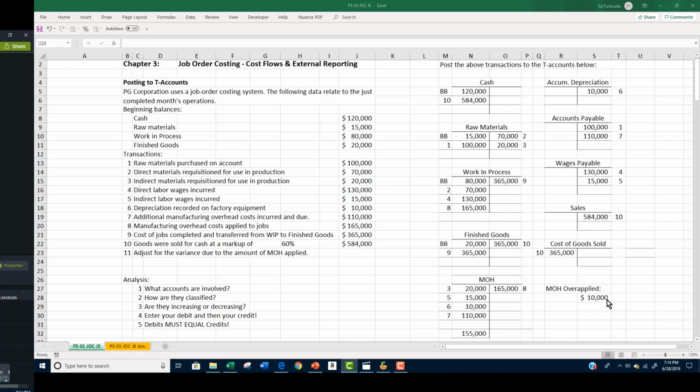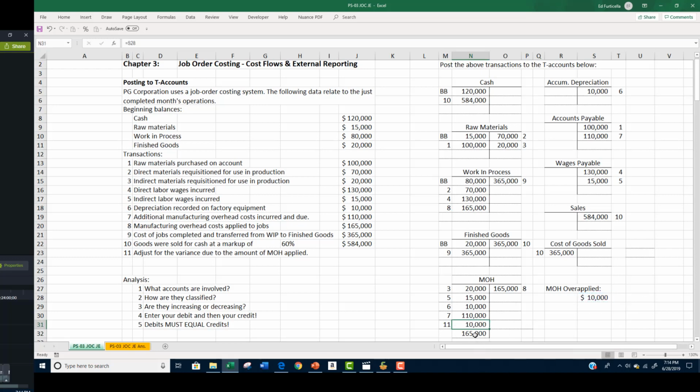So what do we have to do at this point? We have to zero out the manufacturing overhead account. What am I going to do to zero out the account? Well, if I have a credit balance of $10,000, to close it out, I'm going to have to debit it for $10,000. That'll zero the account out. So for transaction number 11, I'm going to turn around and say, let's debit manufacturing overhead for $10,000.